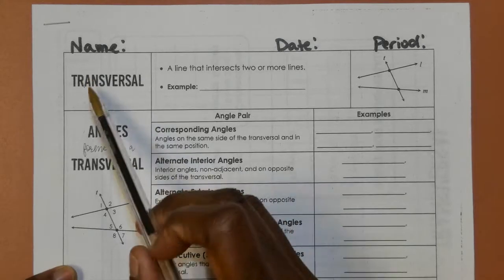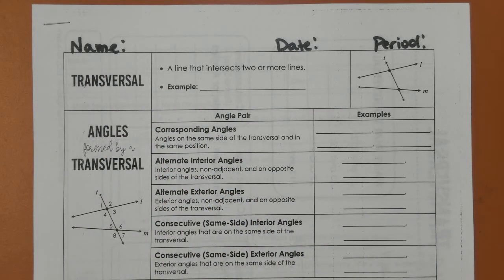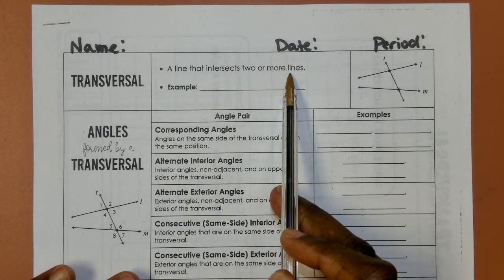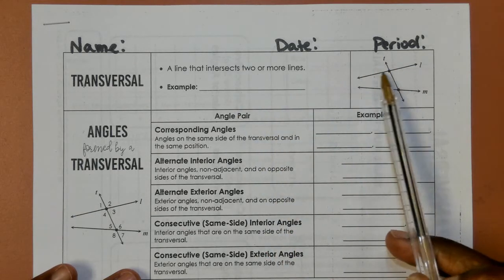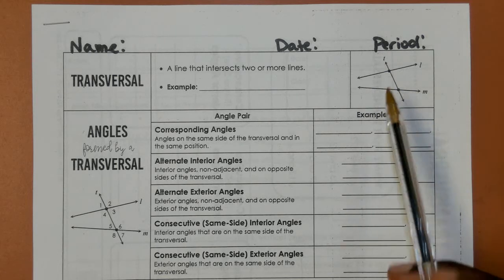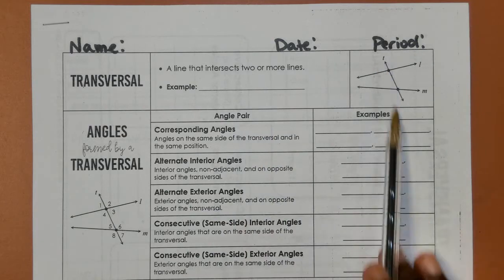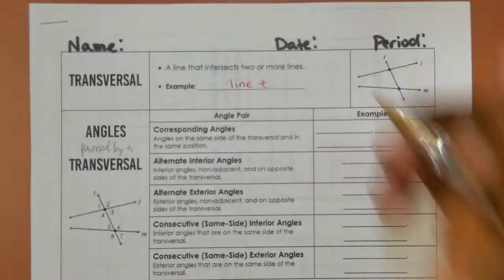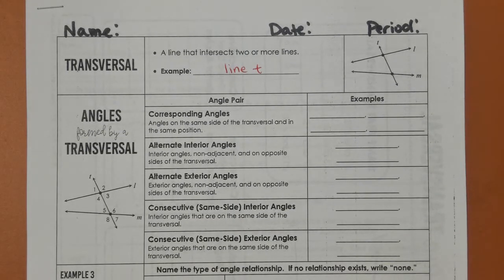So transversal is a first definition. These are more angle relationships. These involve a line that intersects two or more lines. The other ones that we had really only involved two intersecting lines. This one's going to at least have three, so it's going to have two lines being intersected by a third line. In the example in this one, the line that's intersecting the other two would be line T, our transversal. And then we have some angle relationships that are created when those lines intersect.